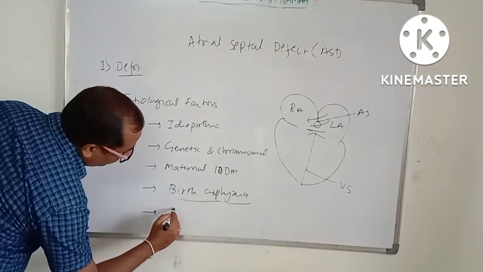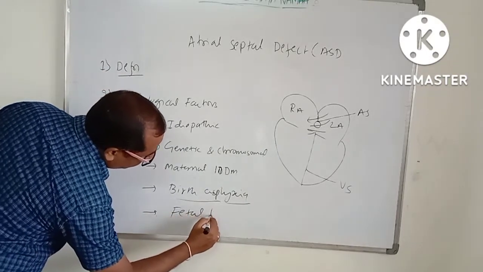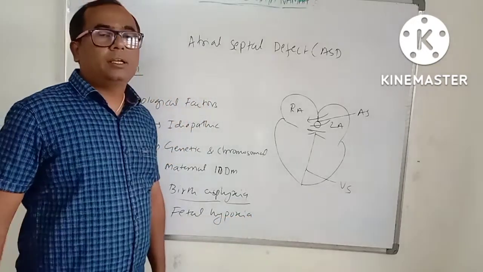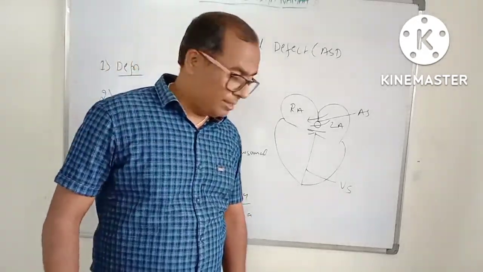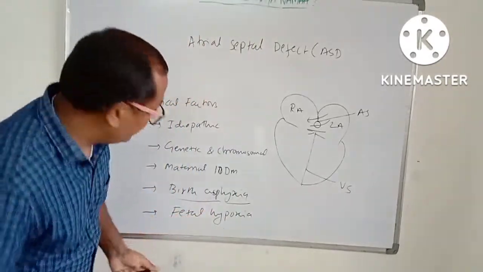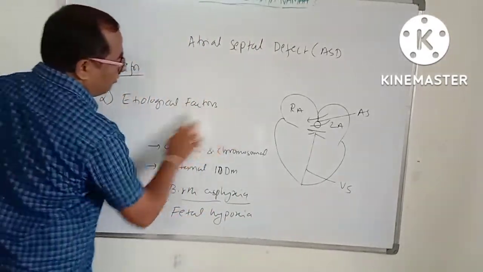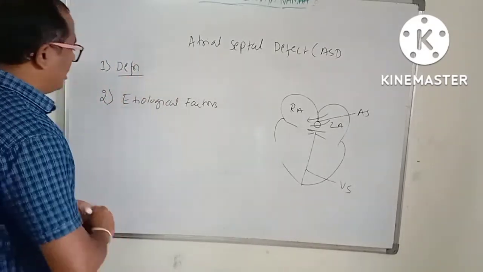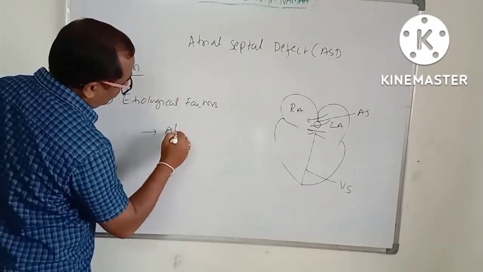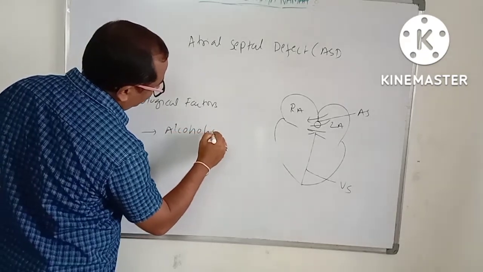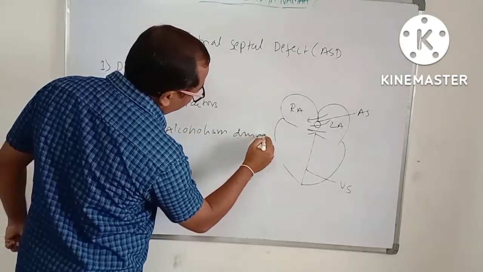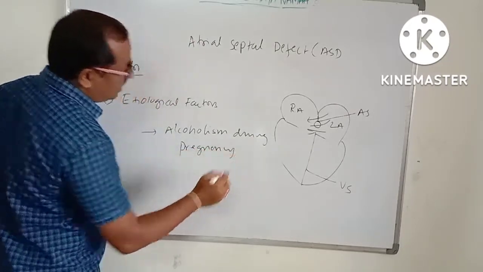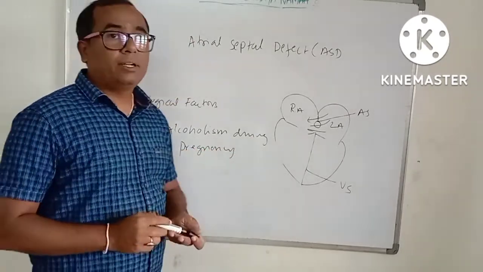And next one is fetal hypoxia, that is decreased oxygen concentration in the fetal blood. Apart from that, if the mother consumes alcohol during pregnancy, that may also be a contributing factor. So alcoholism during pregnancy can also result in atrial septal defect.